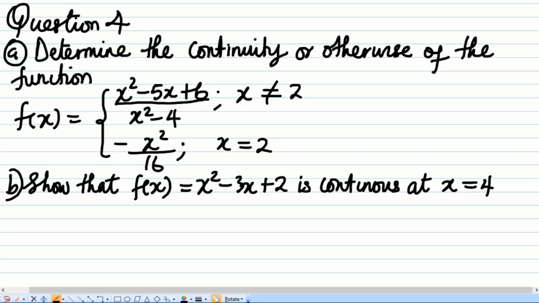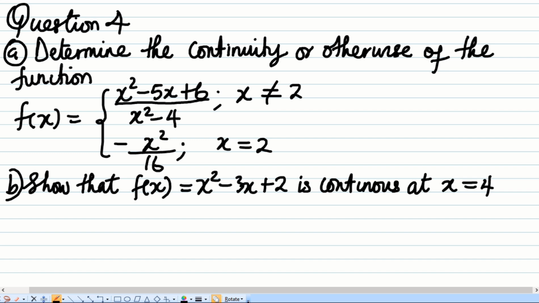Alright, we're going to continue with question number 4. Part A says that we should determine the continuity or otherwise of the function. You have the function, where we're given two different cases. The first case is (x squared minus 5x plus 6) divided by (x squared minus 4), where x is not equal to 2. So x is not going to be 2, because if you put x as 2, you're going to get an undefined function. And then the next part is minus x squared over 16, where x is equal to 2.